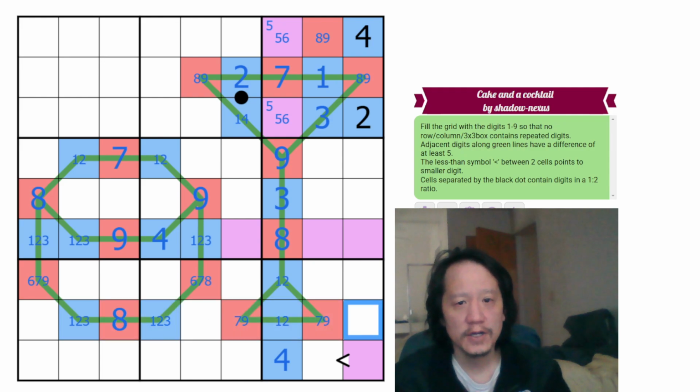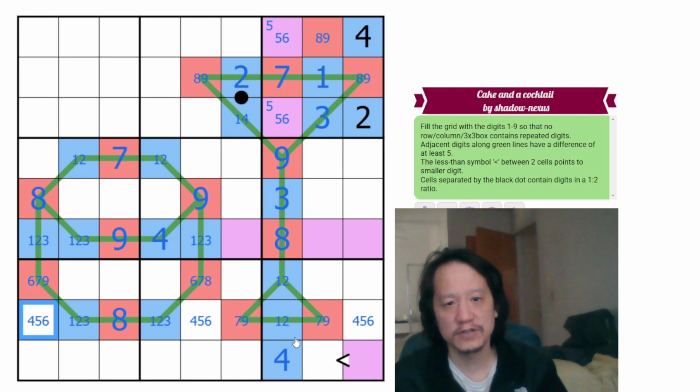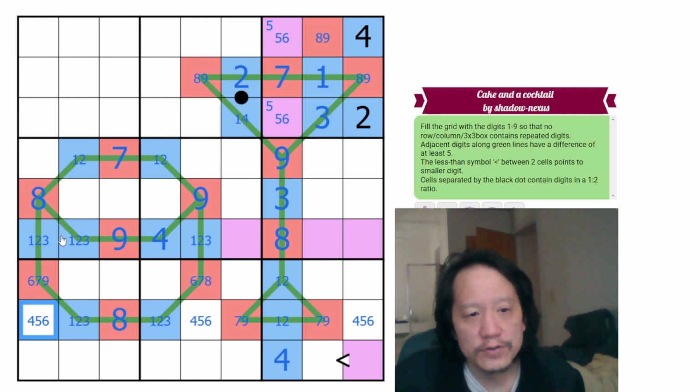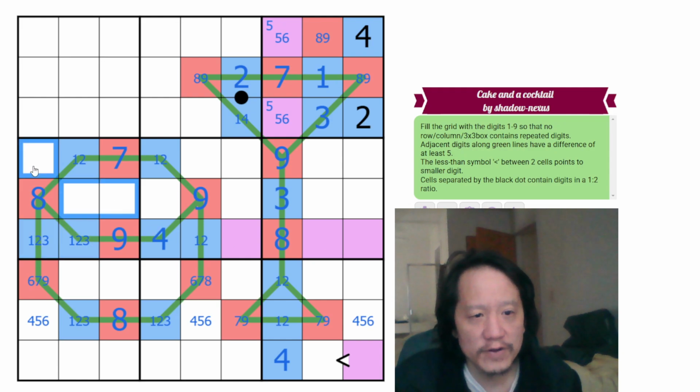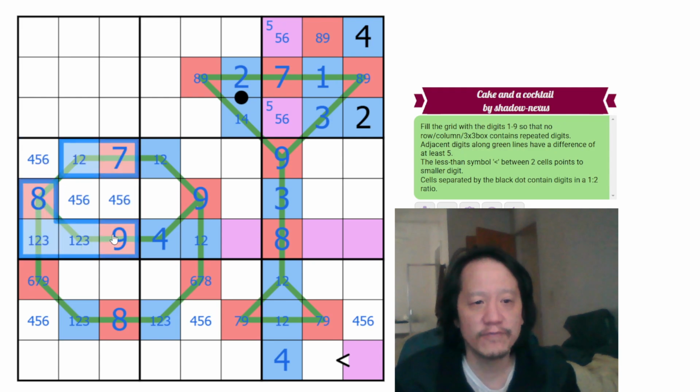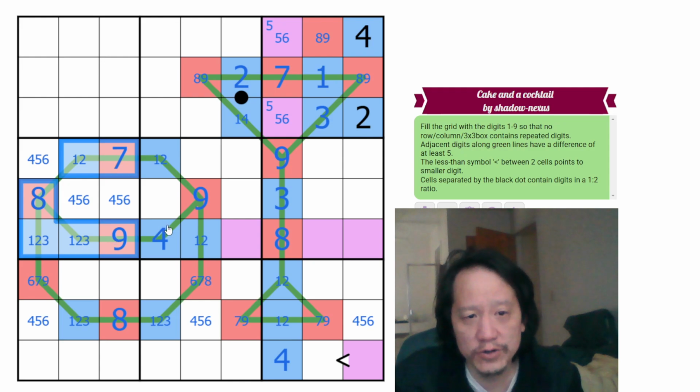So therefore, this cannot be 1, 2, 3, or 7, 8, 9. So this is 4, 5, 6. This is 4, 5, 6, and this is 4, 5, 6. Okay, so the 3 has to be here, right? Because this cannot be 3. So therefore, this can't be 3, because we know that one of these two is a 3. This has to be a 4, 5, 6 triplet, because 1, 2, 3, 7, 8, 9 are all taken up in box 4. We have a 1, 2, 1, 2 triplet.